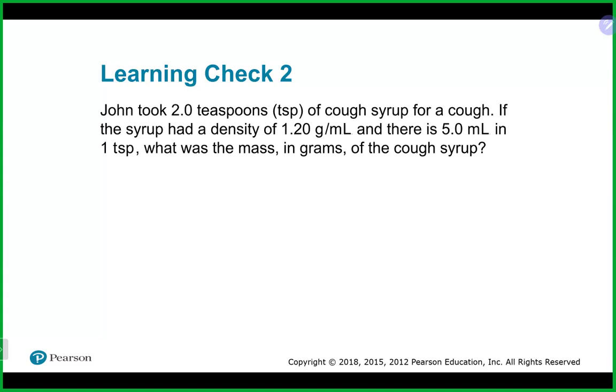Okay, so let's take a look. Once again, we're obviously dealing with some density, so we could look at the equation. A good idea is also to pull out information from the problem. Sometimes it does give you an idea as to where you should maybe try to go. 2 teaspoons is actually a volume, right? So 2 teaspoons. We also have the density of 1.2 grams per milliliter.